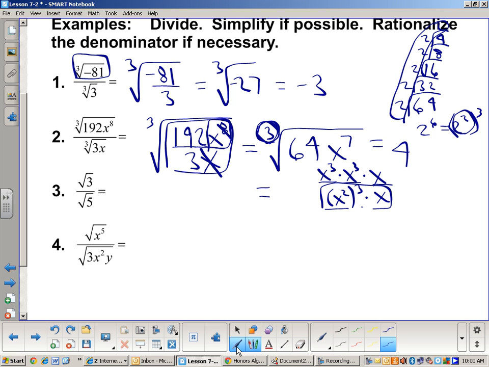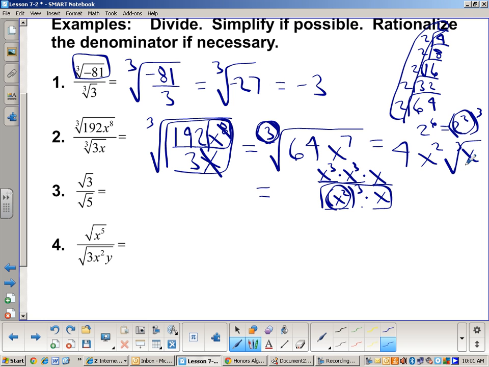So what do I get? How many x's do I get when I bring them out? 2 of them, right? Either this one or each of these. So I get x squared times the cube root of x, the one that's left over. So I get 4x squared cube root of x.